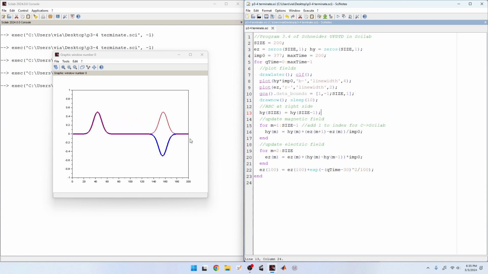So over here. Magic, yes. The field just went right through the boundary as if it was going off to infinity, as if it was being perfectly absorbed. So indeed, it acts as an absorbing boundary condition.